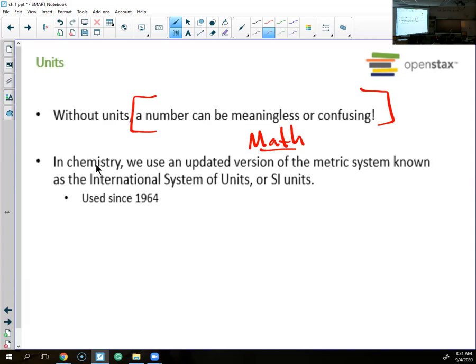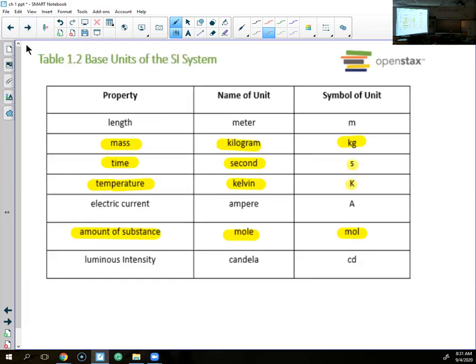All right, we use the SI unit in chemistry. We have for a long time. So we don't use inches or pounds or things like that. Okay, these are the ones that you should care about. You don't need to write them all down.